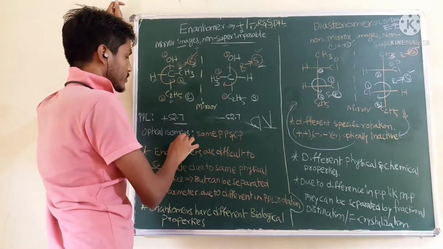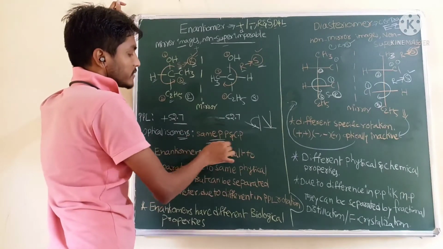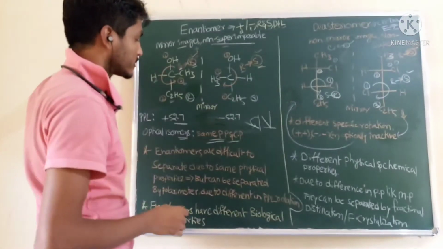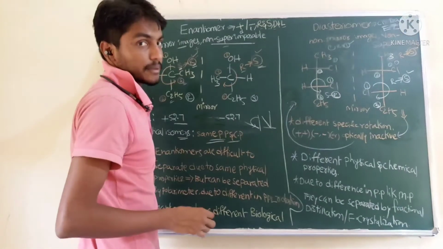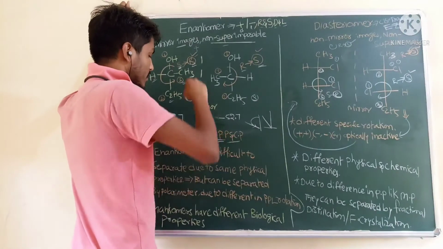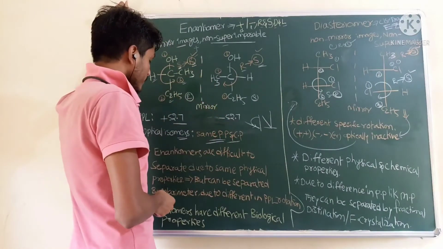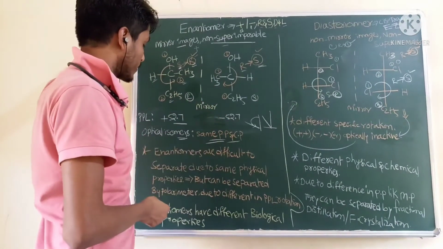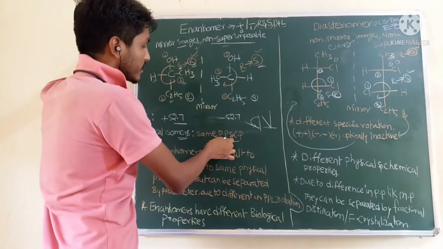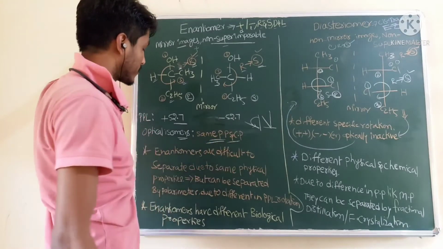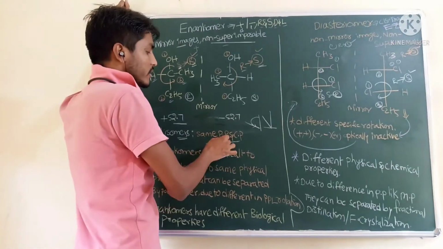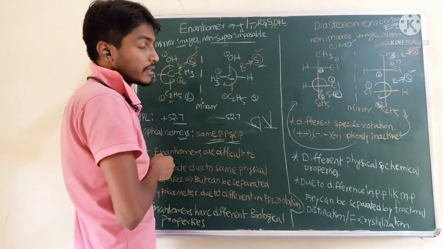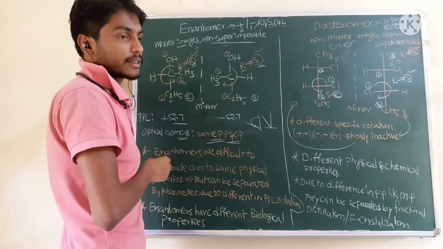Next, these are optical isomers. Optical isomers have the same physical and chemical properties due to the same chemical structure. So due to the same physical and chemical properties, it's very difficult to separate the enantiomers.